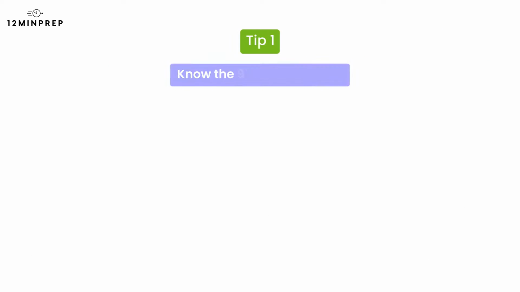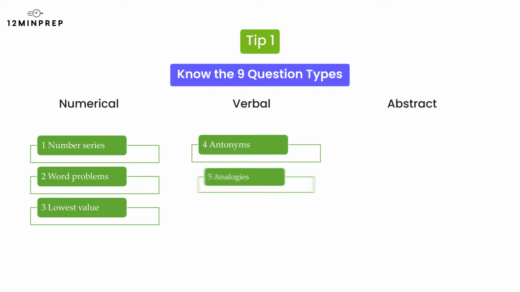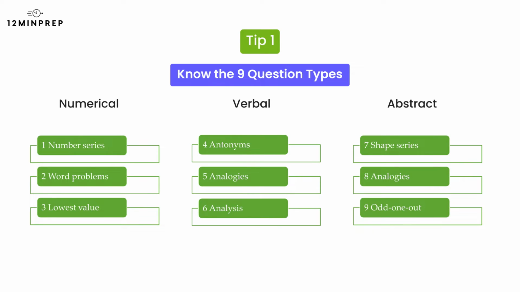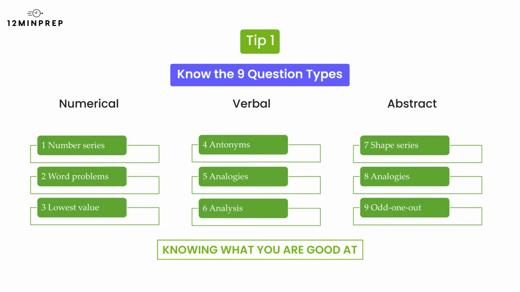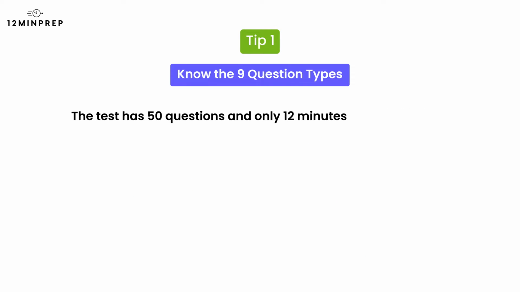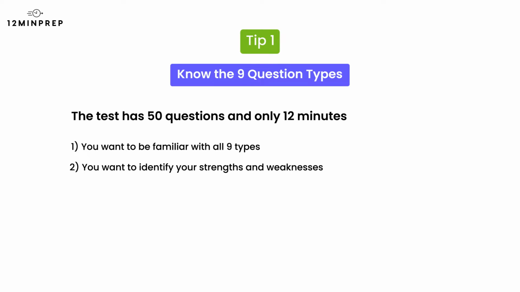Tip number 1. You must be familiar with each of the 9 question types that show up on the real test if you want to do well. It's not necessarily about mastering each question type, it's more about knowing what you're good at and what makes you waste too much time. Since the test has 50 questions and a time limit of 12 minutes, you want to familiarize yourself with all 9 question types in order to identify your strengths and weaknesses. This will help you perform better on the real test, as you'll be able to make quick decisions on whether to skip a certain question or not.